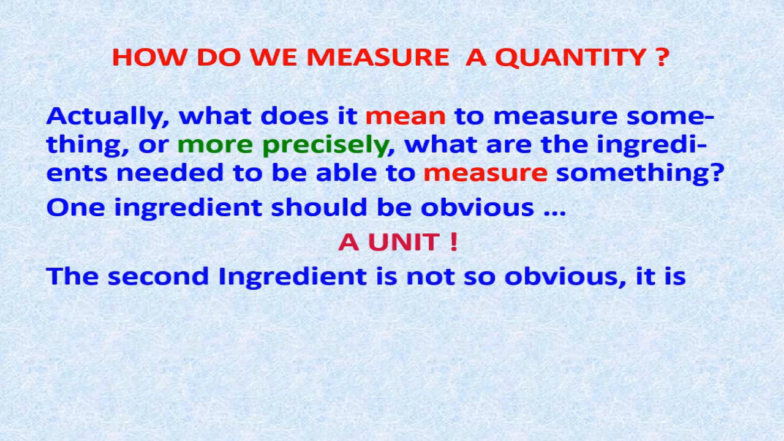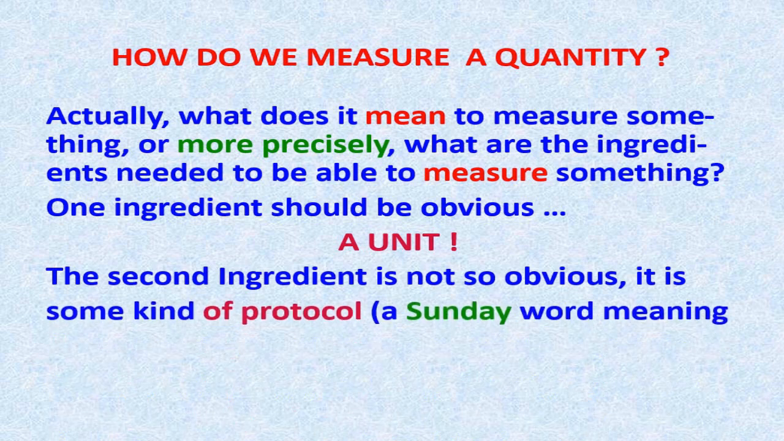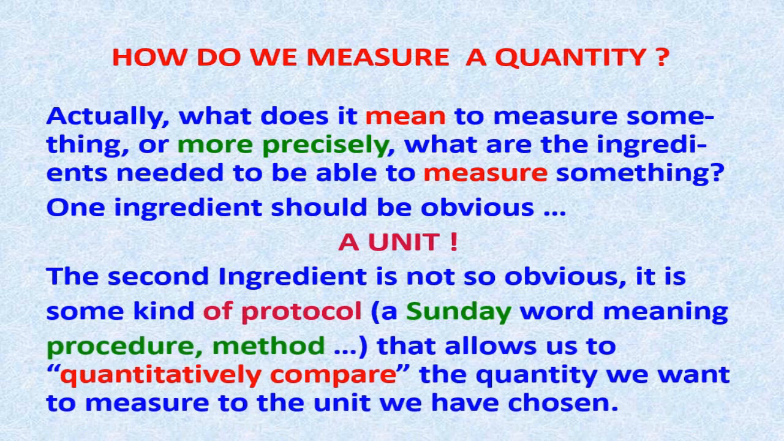Okay? So, the second ingredient is not so obvious. It is some kind of protocol. Ang protocol, for example, we define. Kasi ang protocol, ang ibig sabihin niyan, meron siyang standard, meron siyang definition. So, for example, a Sunday word meaning procedure or method. So, pag ang Sunday, nakadefine siya for procedure, that means we can say that Sunday stands for method. There is a protocol. Pag Thursday, what is the meaning? Pag sinabing Saturday, ano ang ibig sabihin? So, there is a protocol.